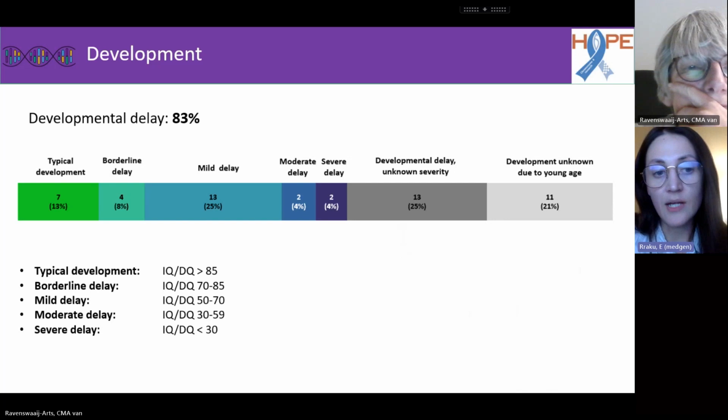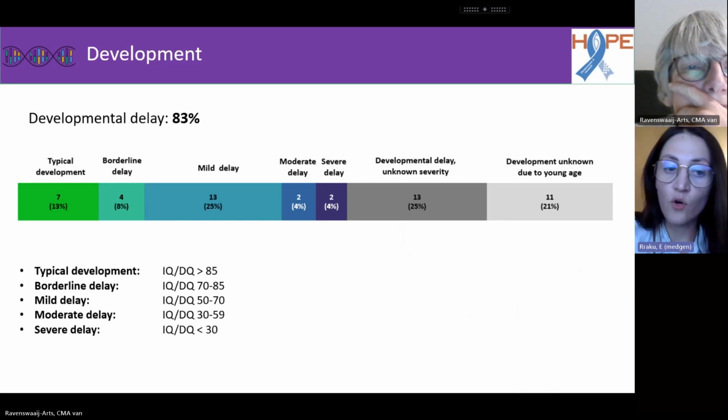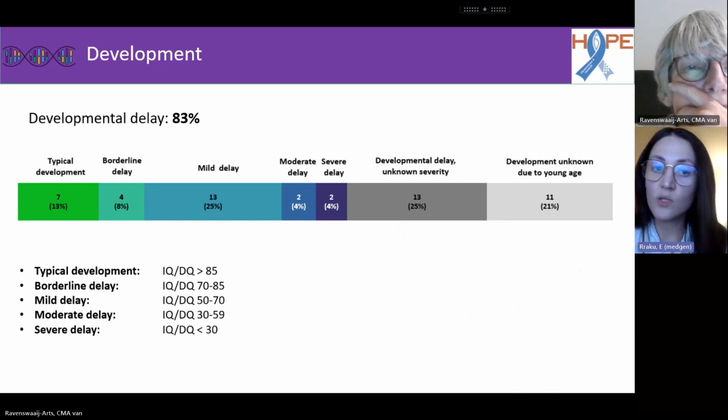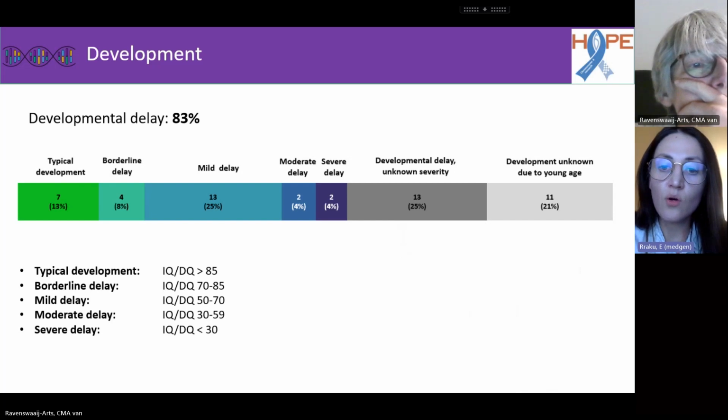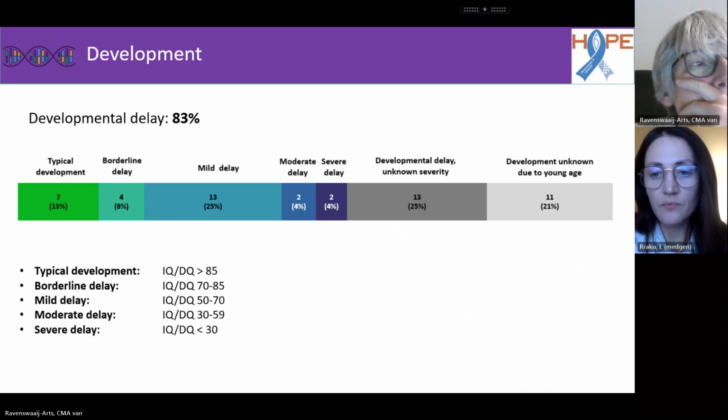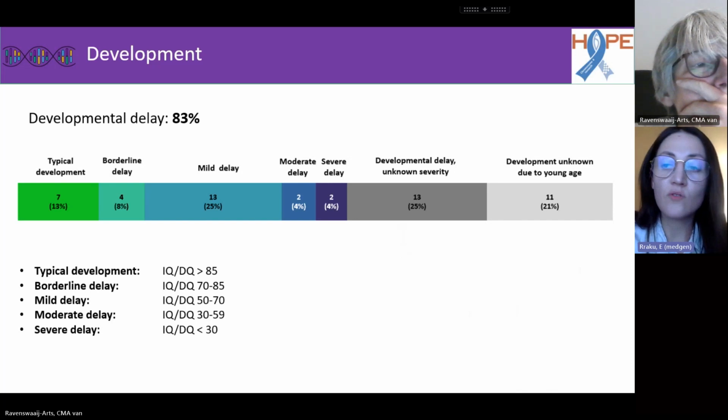But what we saw is that 7 individuals had a typical development and 4 had borderline delay. And when developmental delay was present, it was mostly mild. However, for 13 individuals, we knew that they had developmental delay, and these were mostly literature cases, but we did not know how severe the delay was. For 11 of them, they were too young, so namely younger than 2 years of age, and we could not say whether they would go on to develop typically or not.